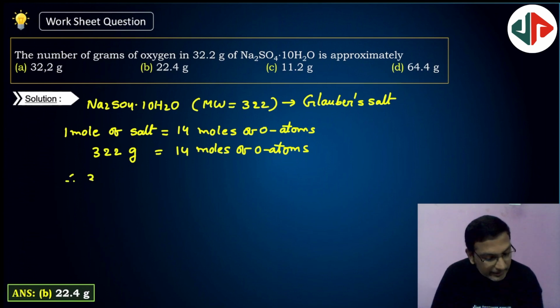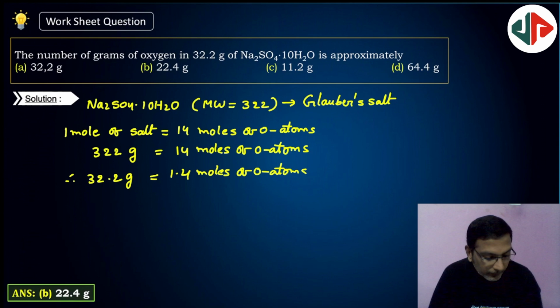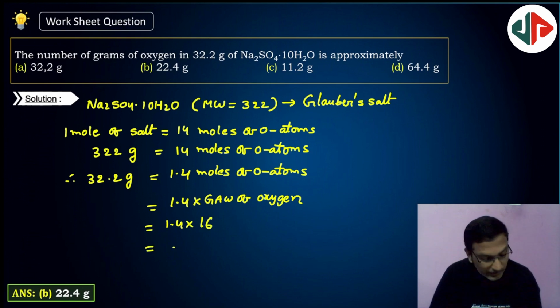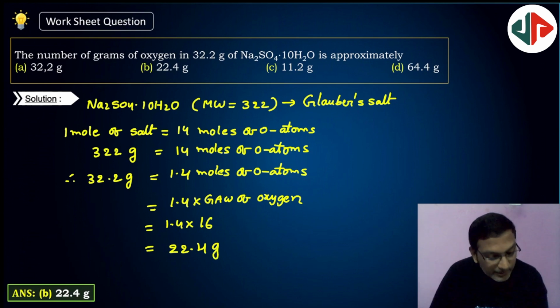Therefore, given weight is 32.2 grams contains, so here by 10, it should be by 10. That means 1.4 moles of oxygen atoms. So therefore, 1.4 moles of oxygen atoms means 1.4 into gram atomic weight of oxygen. So which is 1.4 into 16, which is equal to 22.4 grams. Therefore, option B.